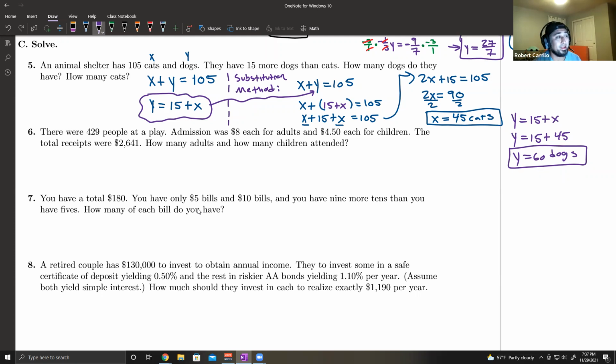Okay. So number 6, there were 429 people at a play. Admission was $8 each for adults and $4.50 each for children. The total receipts were $2,641. How many adults and how many children attended? Okay. So this is kind of like the cats and dogs one above, almost. So for this one, adults will be X, children will be Y.